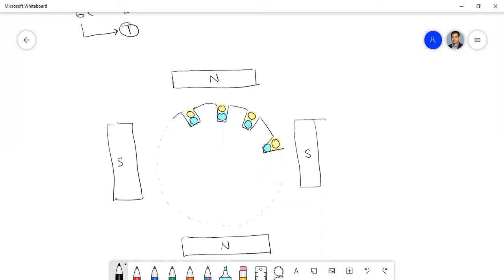Better you number the coil sides. So this is coil side number 1, and this is coil side number 2. This is coil side number 3, and this is coil side number 4. This is 5, and this is 6. This is 7, and this is 8.